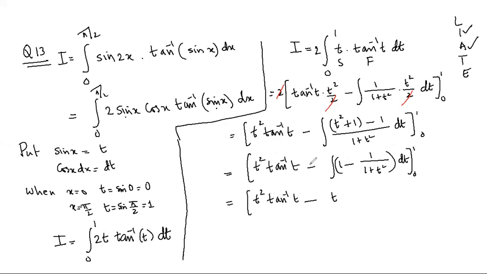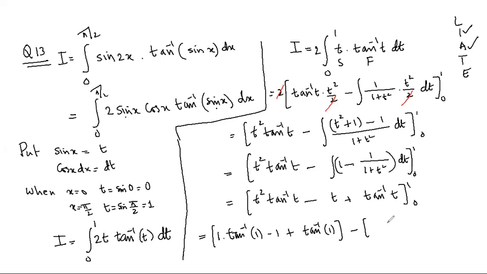Integral of 1 minus plus tan inverse t from 0 to 1, because this is the derivative of tan inverse t. Now replace all t by 1. 1 into tan inverse 1 minus 1 plus tan inverse 1. When you replace t by 0, everything becomes 0. So this became pi by 4 minus 1 plus pi by 4. So pi by 4 two times gives you pi by 2 minus 1. That is the answer.